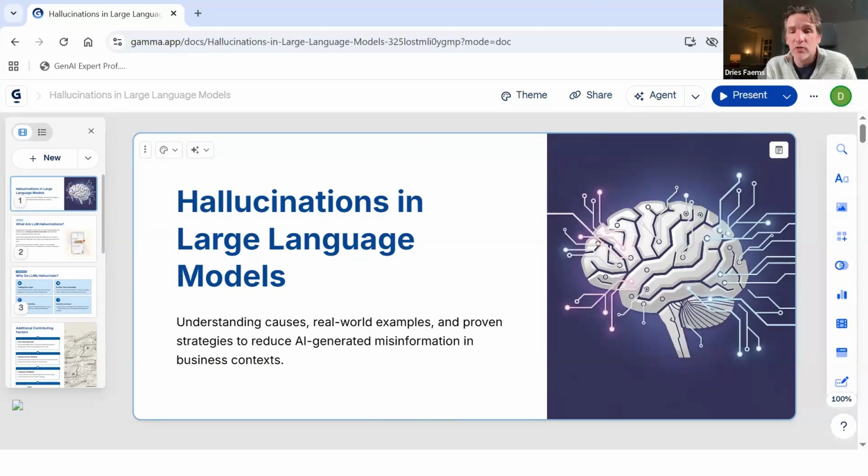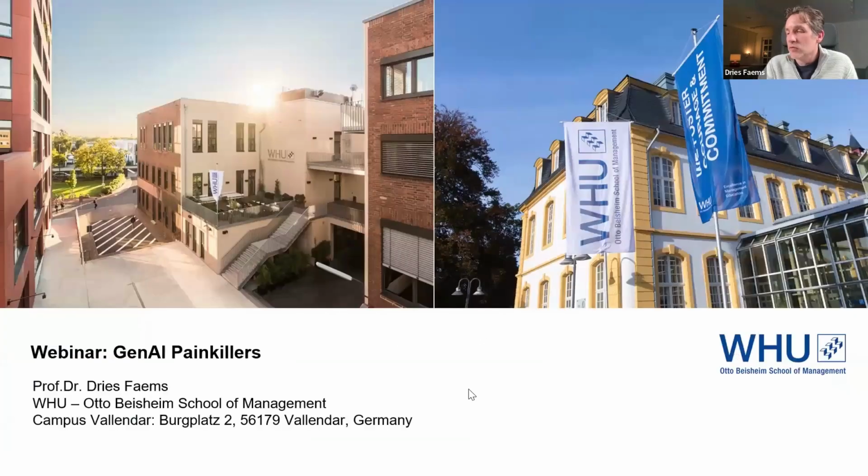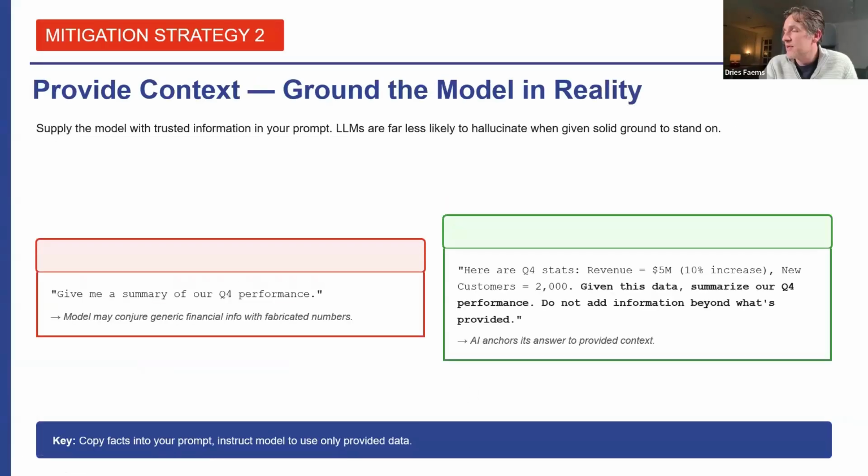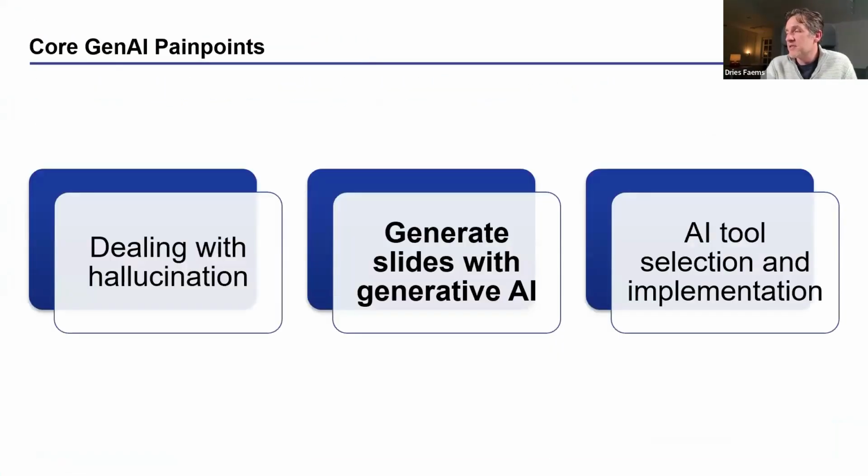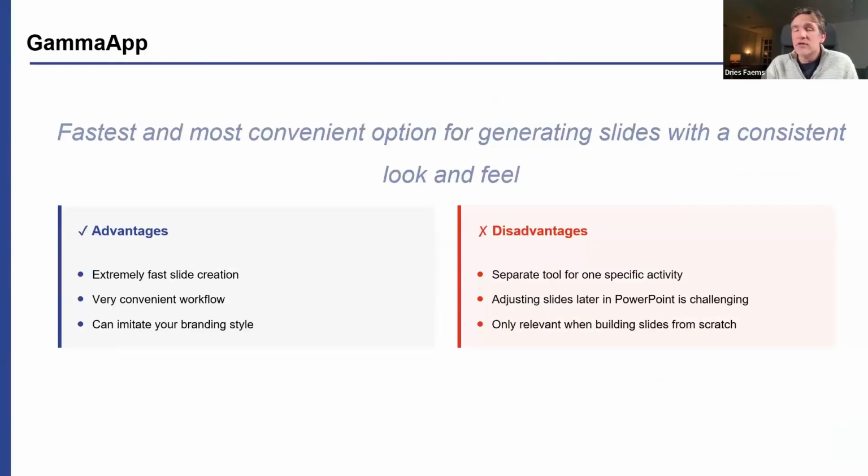So this is the first option that we have. Oh, let me go back briefly to the right slides. So that's the first option, GammaApp. And so briefly, what are the advantages and disadvantages of this tool?